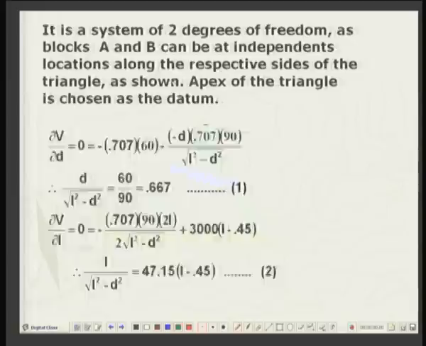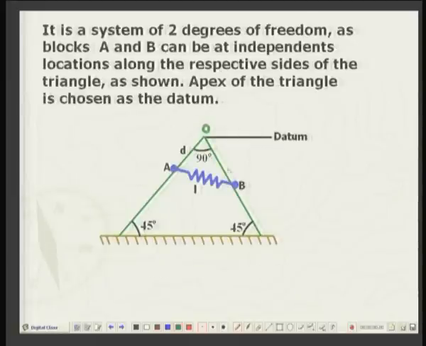And for the weight B, what is this? Again, because this is 90 degrees, by Pythagoras theorem L square minus D square whole under root will give me this length, and again I will take the cosine of this. So, you get the contribution to the potential energy of weight B is L square minus D square under root into cosine of 45 degree into 90. So, this is the total potential energy.